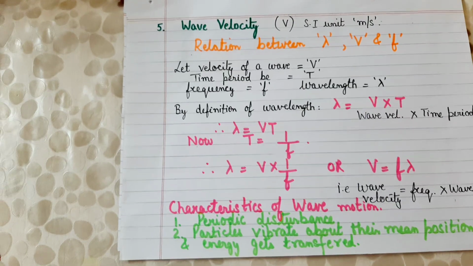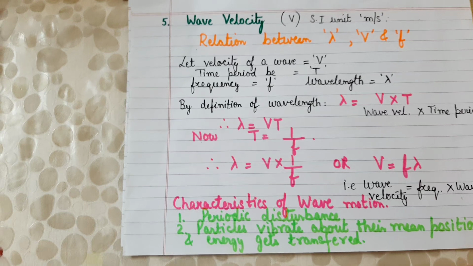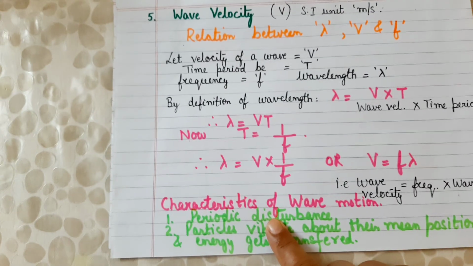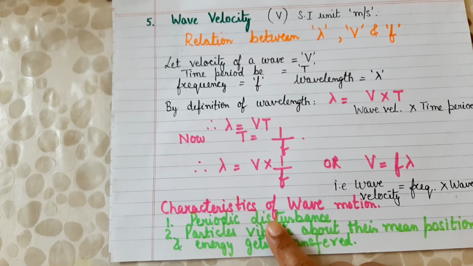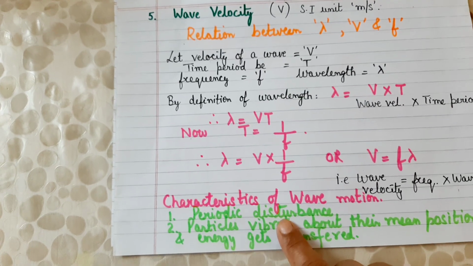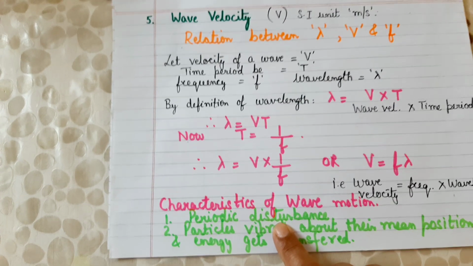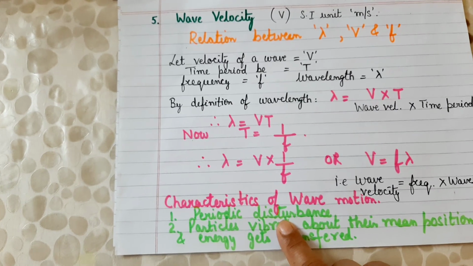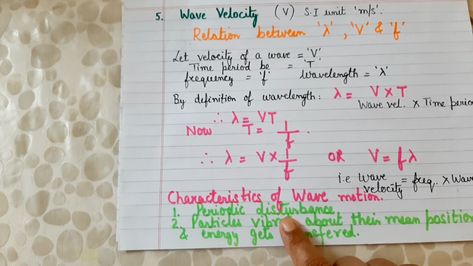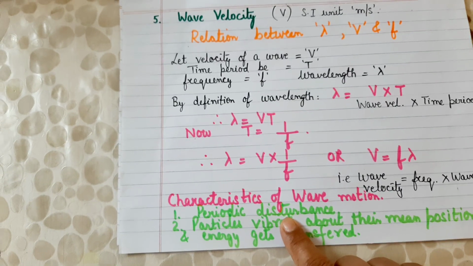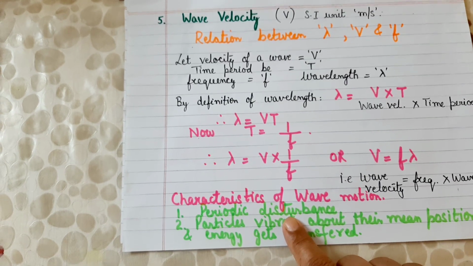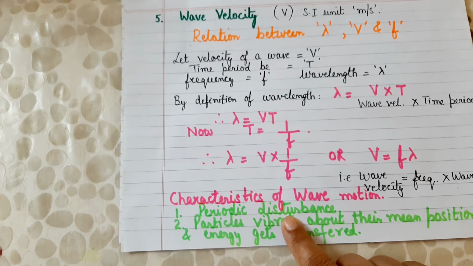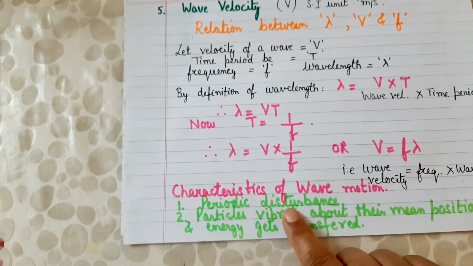Now, let us look at some important characteristics of a wave motion. There are two important characteristics. I've noted it down. The first one being that a wave motion, whether it is transverse or longitudinal, is always a periodic disturbance. The meaning of the word periodic is that it is systematic. A crest is followed by a trough and a trough is followed by a crest, or in a longitudinal wave, a compression is followed by a rarefaction and a rarefaction is followed by a compression. So it is a periodic disturbance.